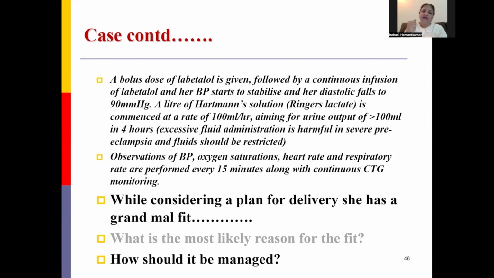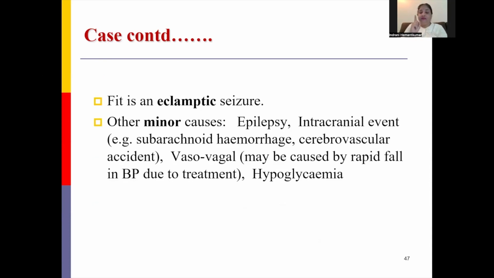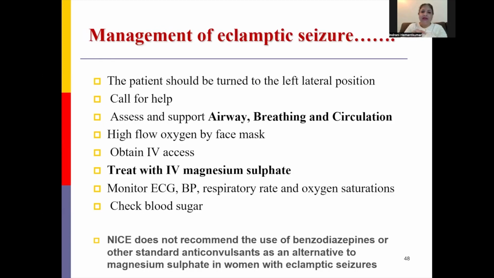Suddenly, she develops a grand mal fit. How should you manage this fit? Will you give propofol, midazolam at this point of time? No, you should be very careful. This fit is nothing but an eclamptic seizure. You have to rule out other things, but by and large, it's an eclamptic seizure. It could be because of pre-existing epilepsy or an intracranial event like subarachnoid hemorrhage, or it could be vasovagal, or hypoglycemia. But now, in this patient, you have to consider this as an eclamptic fit.